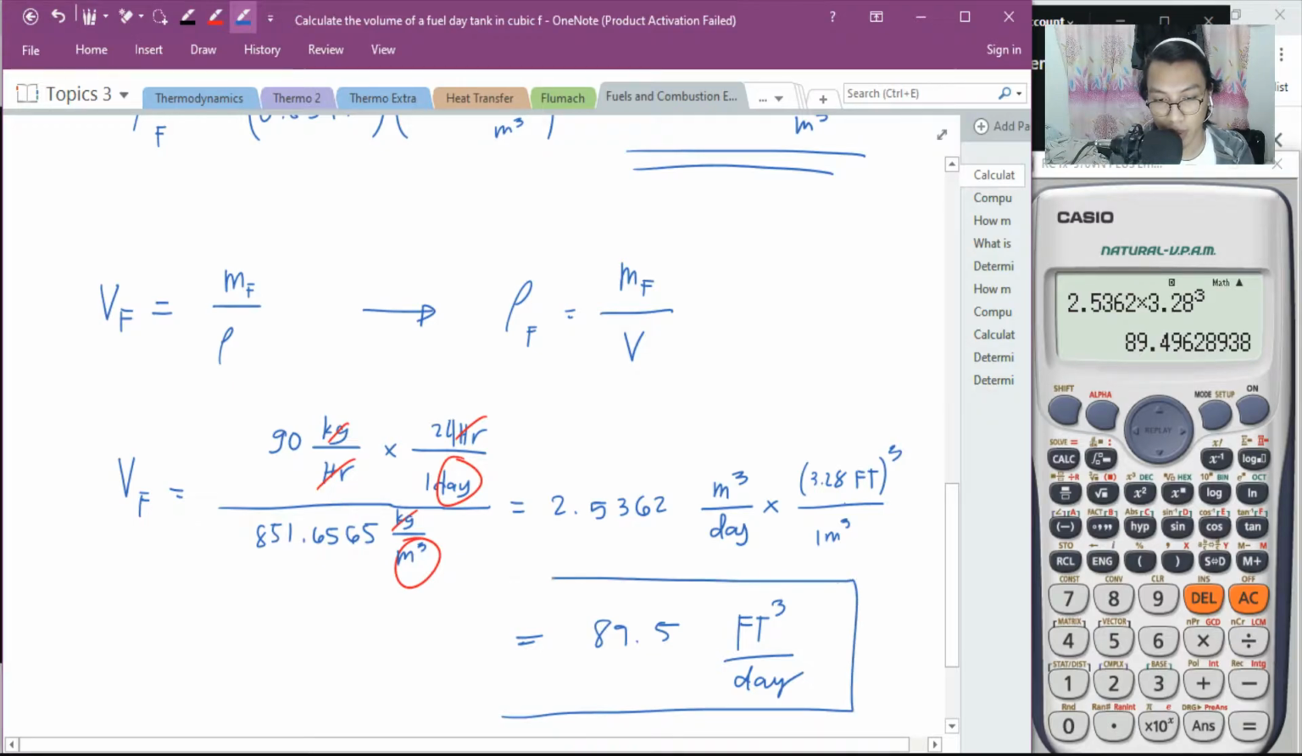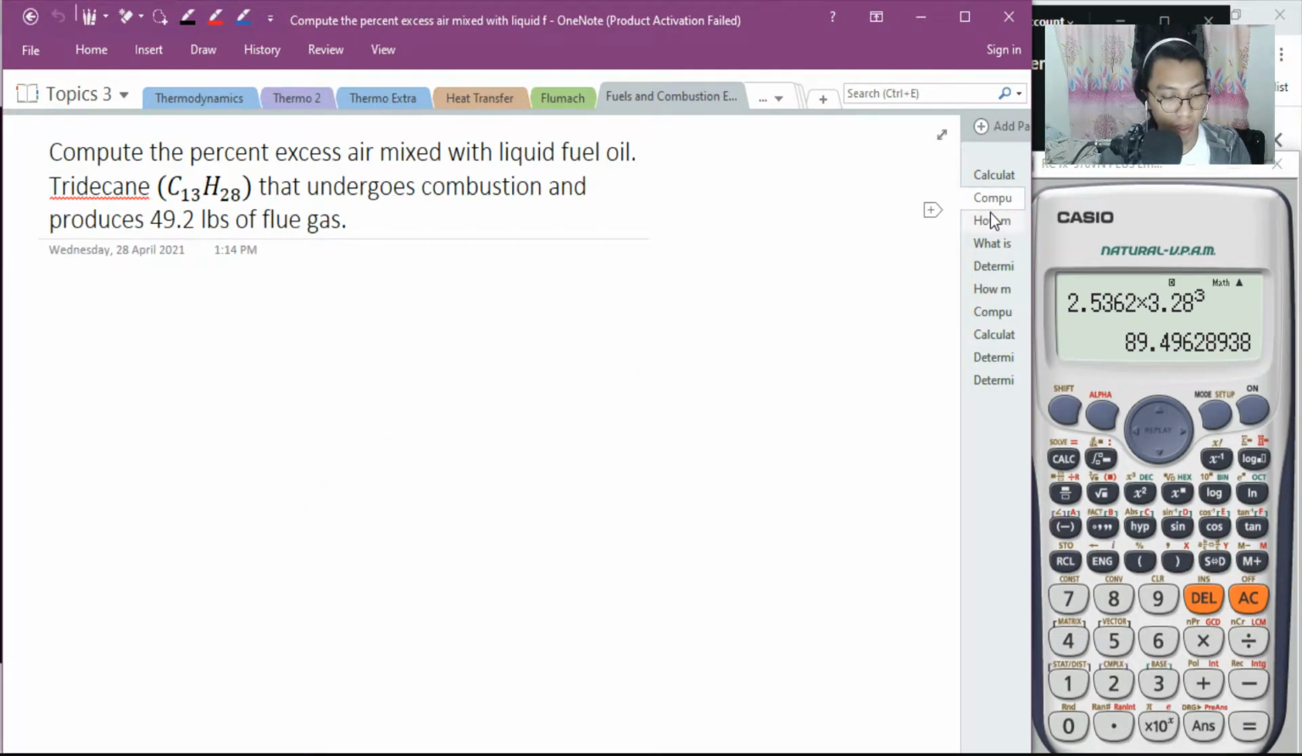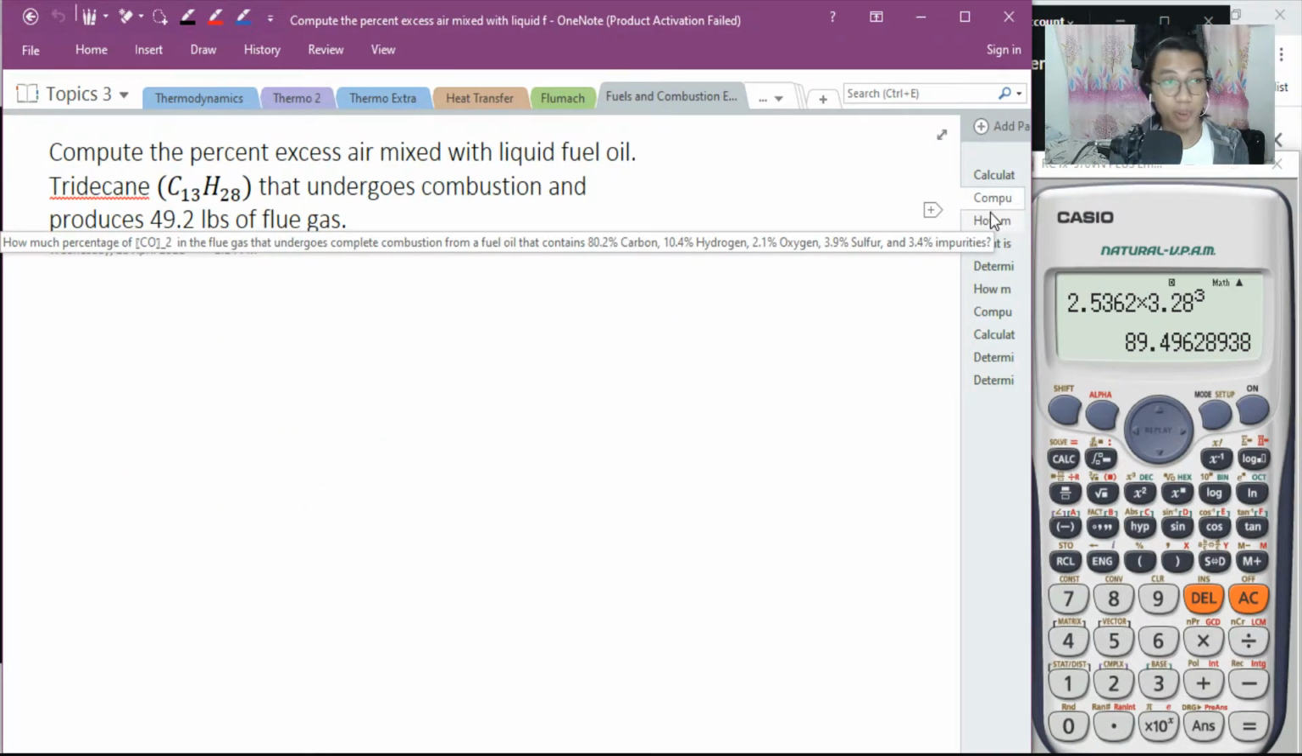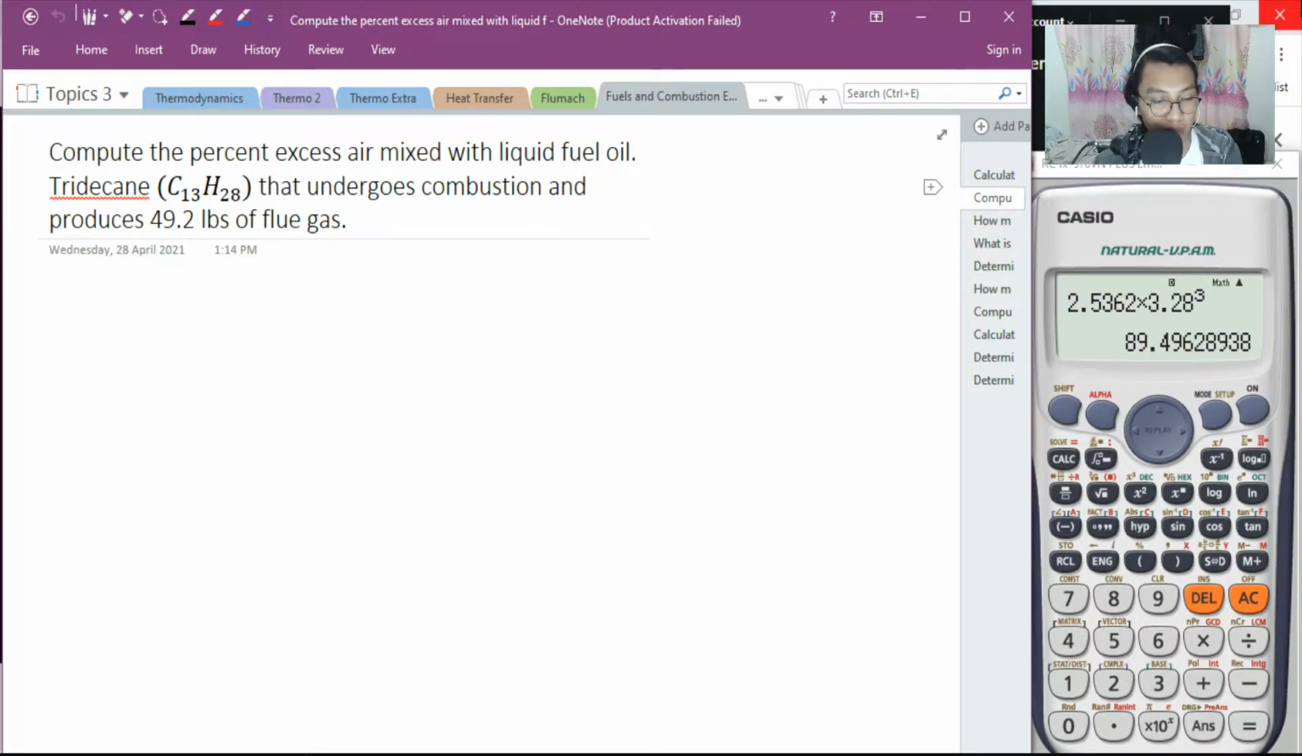That is for problem number 1. Very basic. How about problem number 2? Basahin ko ulit. Compute the percent excess air mixed with liquid fuel oil. So, tridecane, that is C13H28, undergoes combustion and produces 49.2 pounds of flue gas.